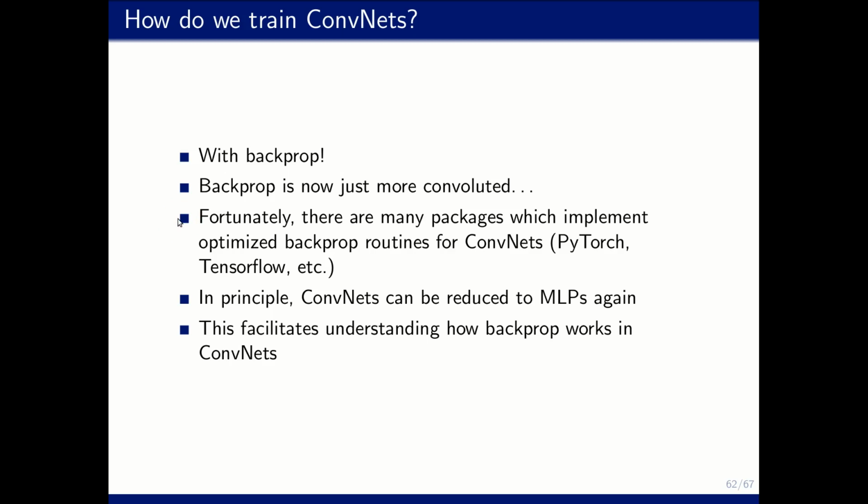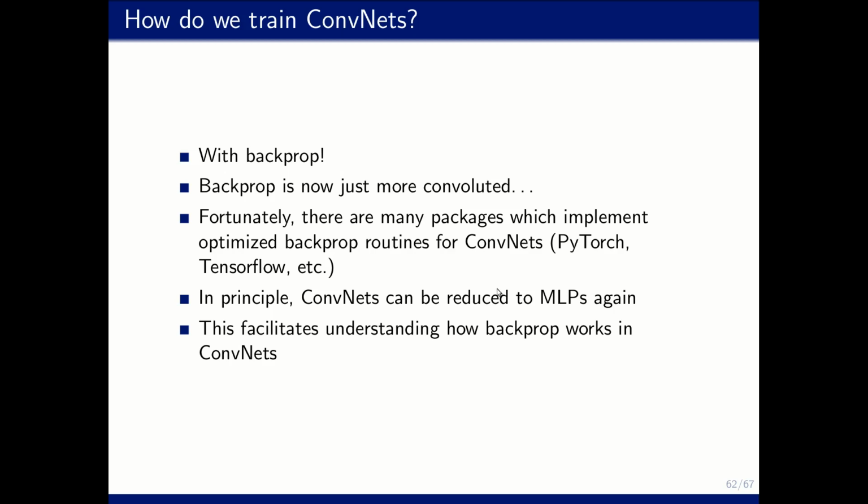So backprop is a bit complicated in convolutional neural networks. In particular, if you want to make it efficient, this is actually a pretty tough engineering task. Therefore, don't do this by hand, but just use existing tools. However, I want to at least discuss how this works in principle. So in principle, we can interpret ConvNets again as multi-layer perceptrons. And then in principle, it's the same backprop rule as in multi-layer perceptrons.